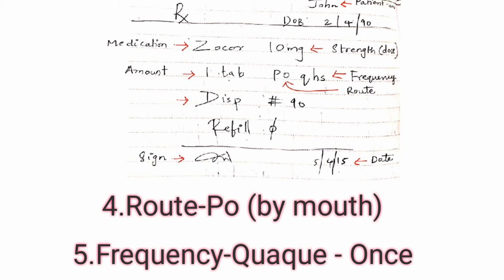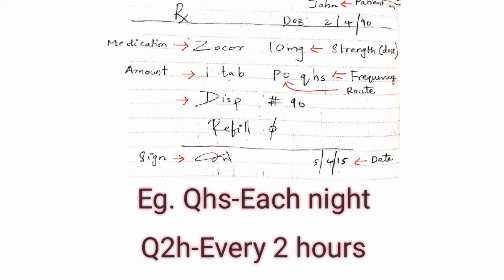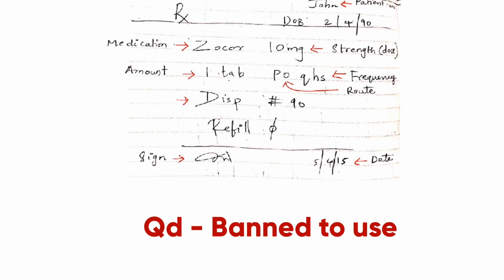The frequencies can start with the letter Q. Q is from the Latin word quaque, meaning once. For example, QHS is at night, Q2H is every 2 hours, QS is as much as needed. QD means once daily, but it is forbidden to use this abbreviation since JCAHO banned it. Instead, the full term daily is used instead of QD. We'll discuss this at the end of this video.